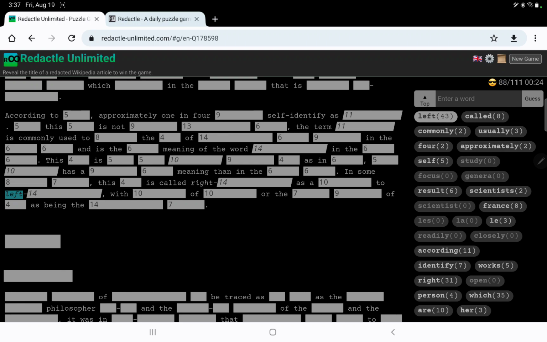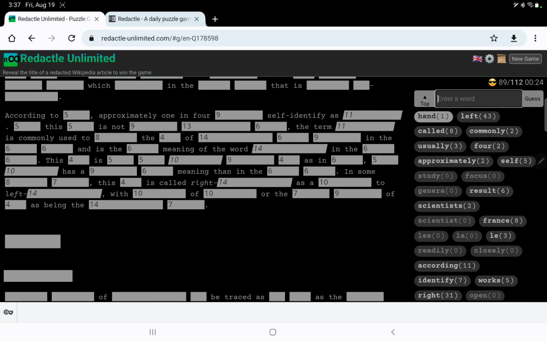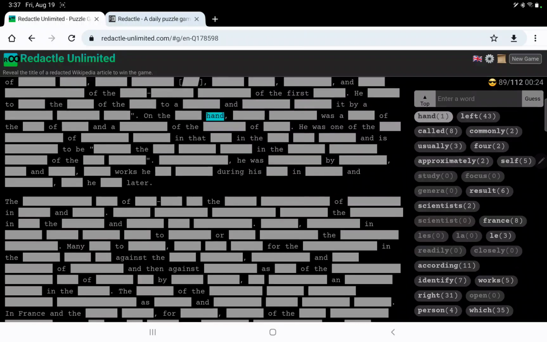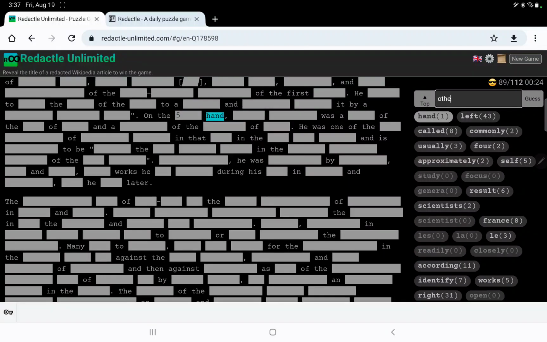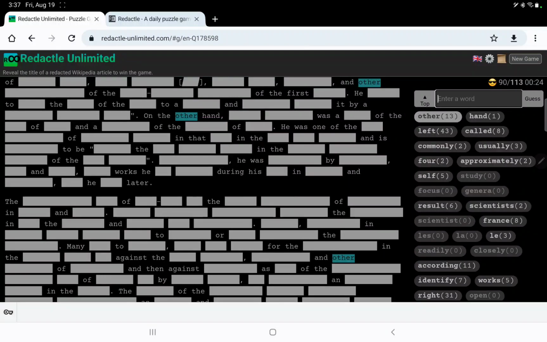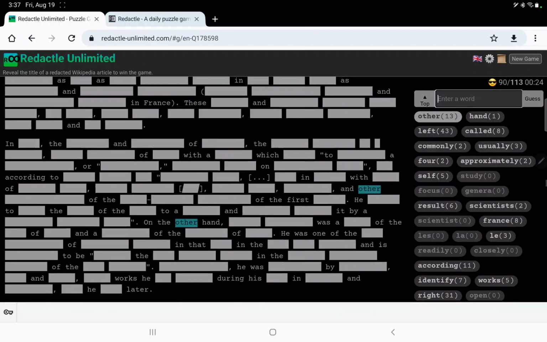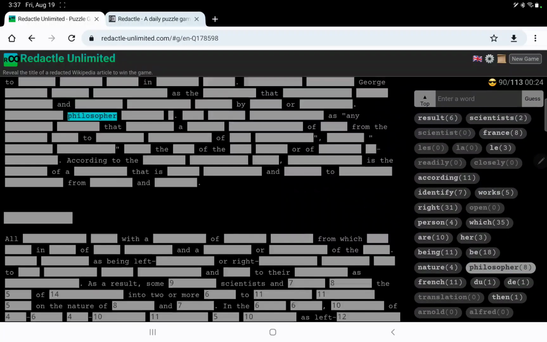So right, not handedness, right, brainedness, no. I'm going to do hand. One hand washes the other. On the other hand. Okay, let's go and look at our philosophers. Yeah.